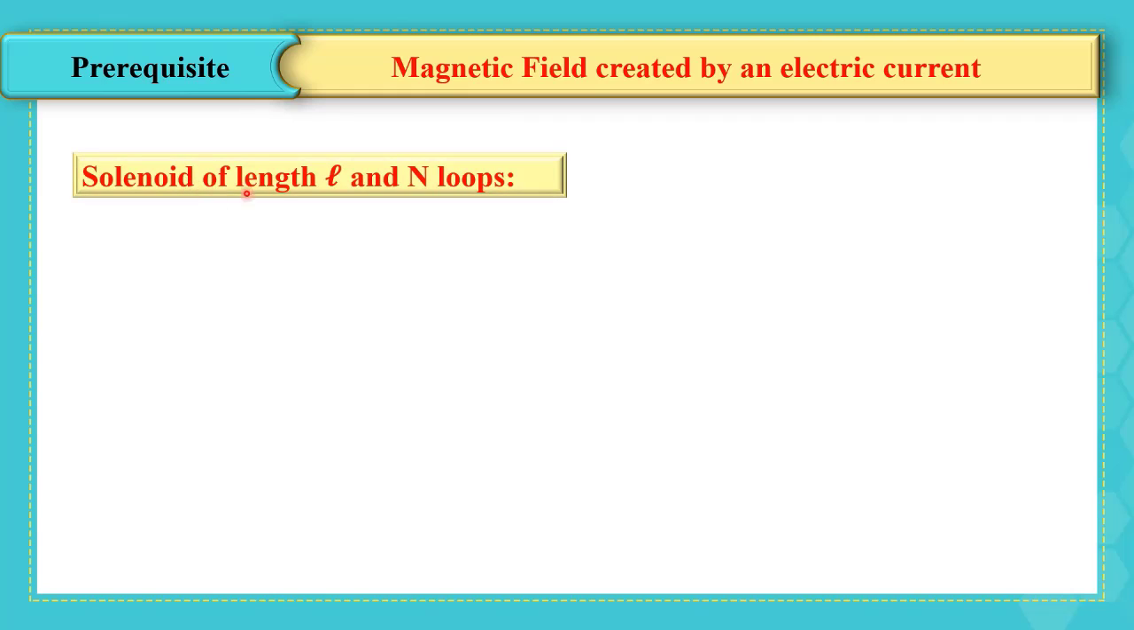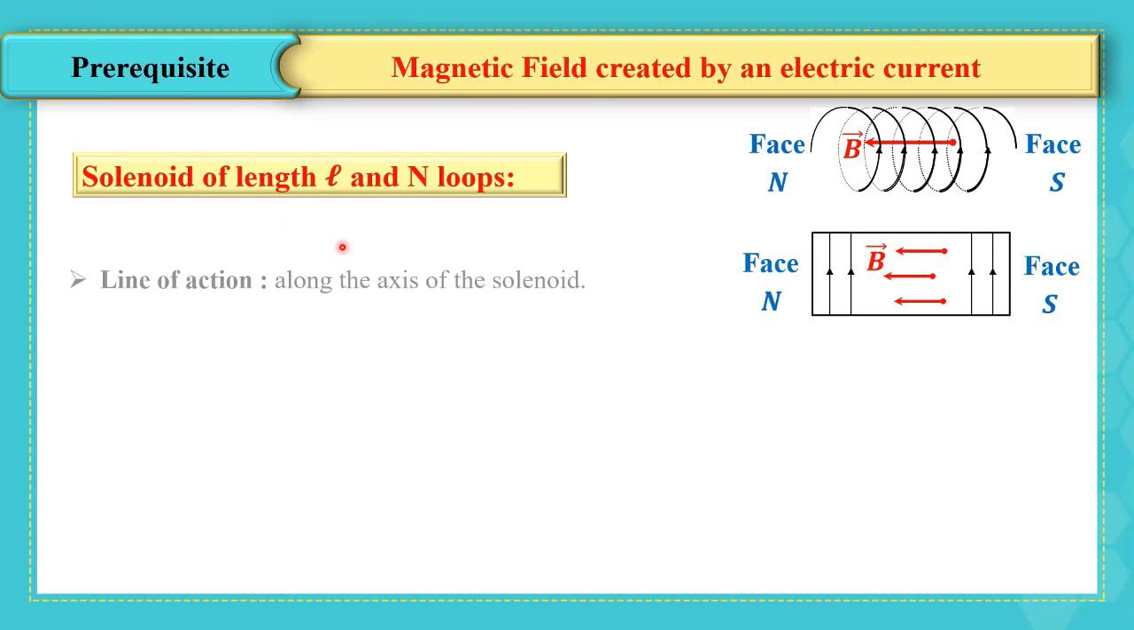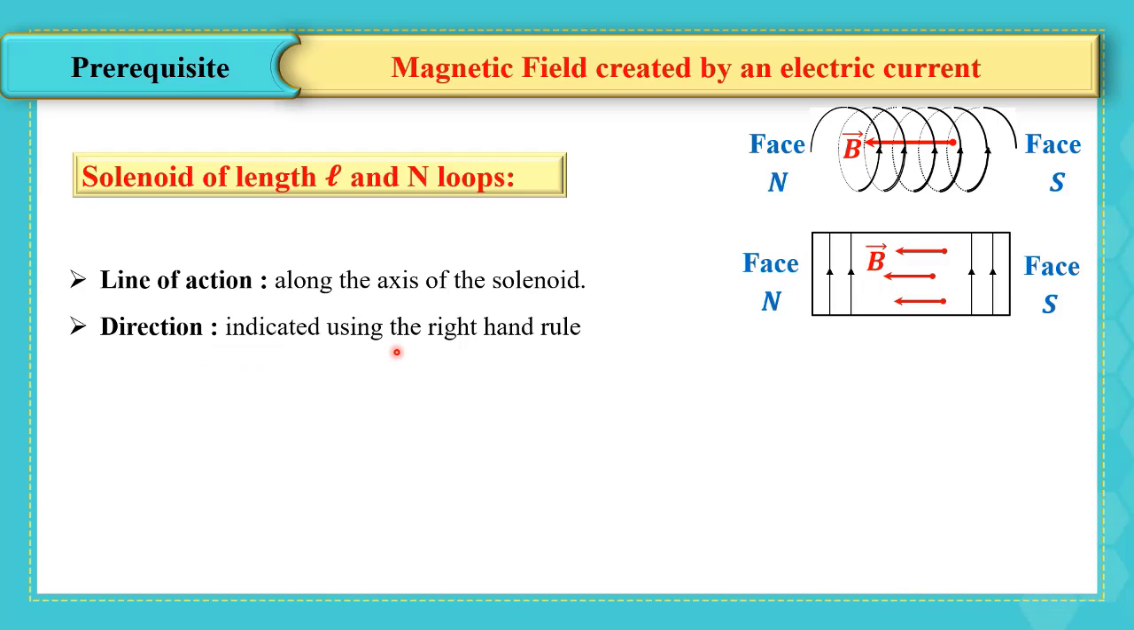Now in the case of a solenoid of length L and N loops, the line of action of this magnetic field created inside this solenoid is along the axis of the solenoid. Its direction is indicated using the right-hand rule.